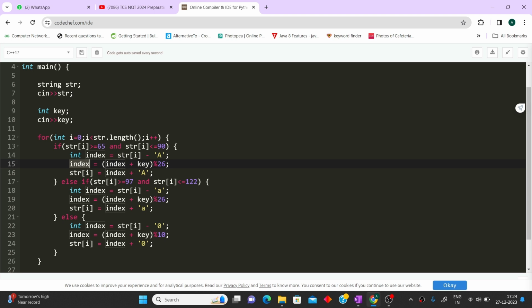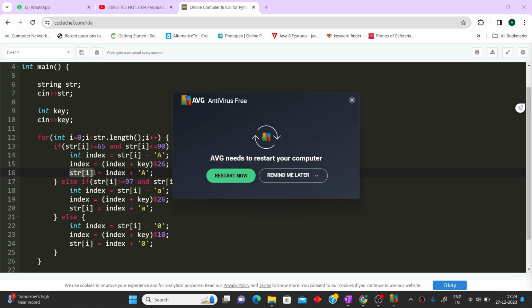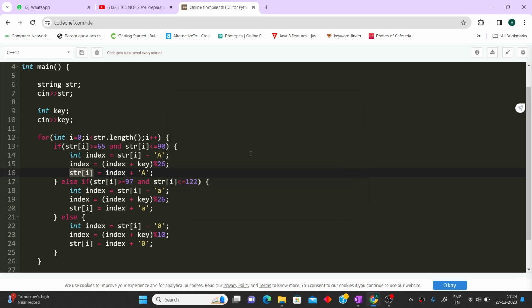Once we have got the required index, let's suppose it is 3. So index 3 means D. Then this index will be added to capital A, and it will be stored in the current str of I. So if it was A earlier and key was 2, A plus 2 has become C. So this will contain C now.